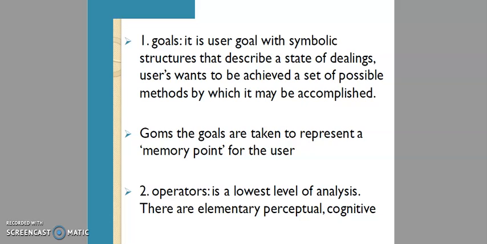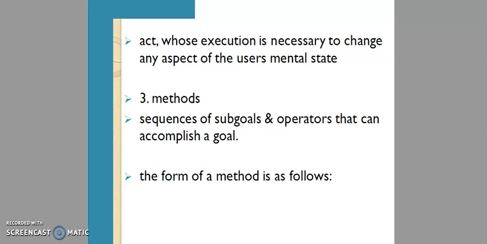First is move mouse to menu box. Second is press center mouse button. Act whose execution is necessary to change any aspect of the user mental state. Third is methods. Sequences of subgoals and operators that can accomplish a goal.